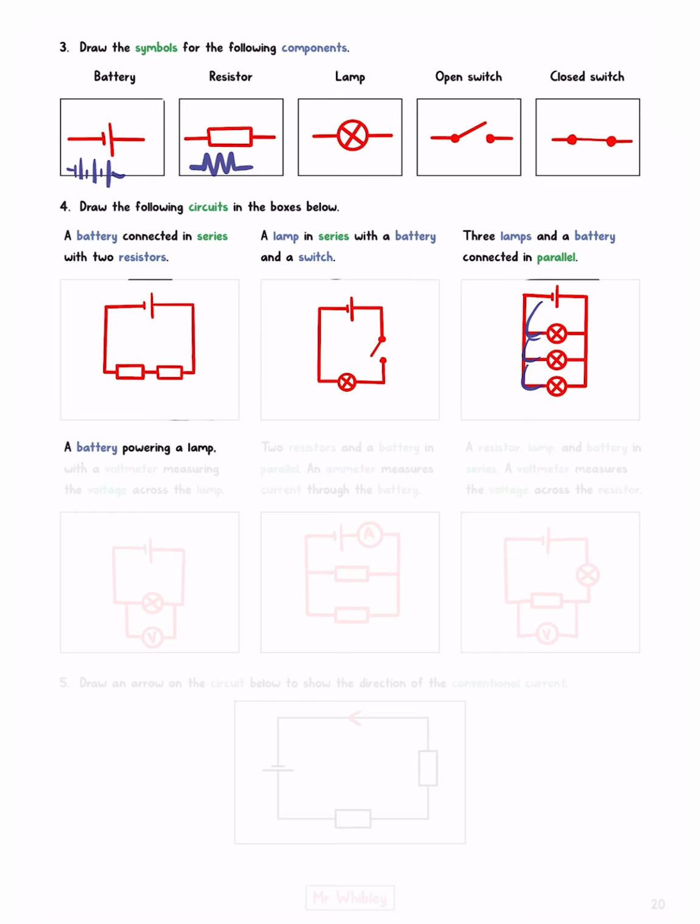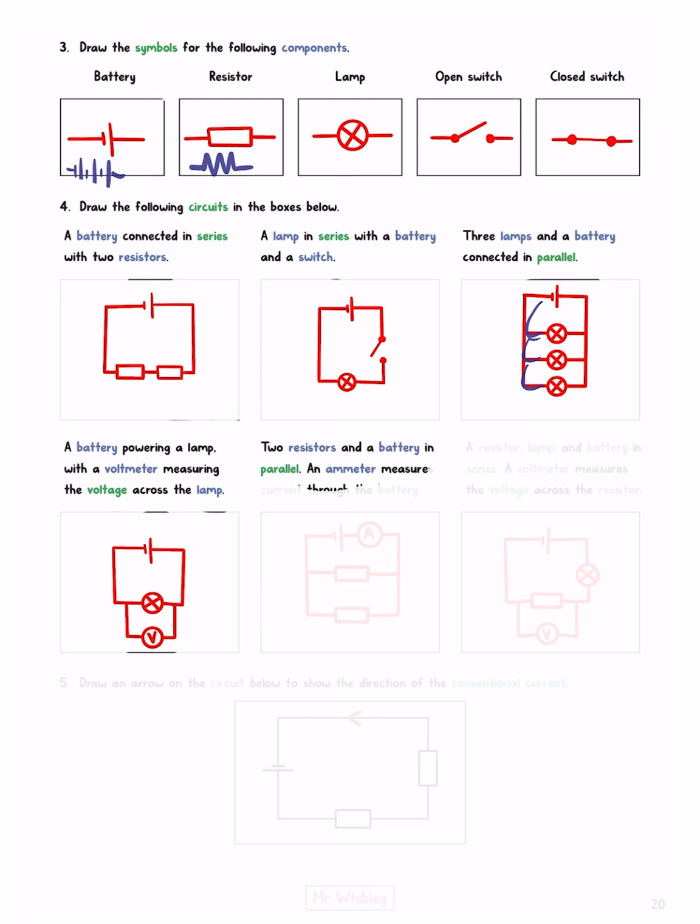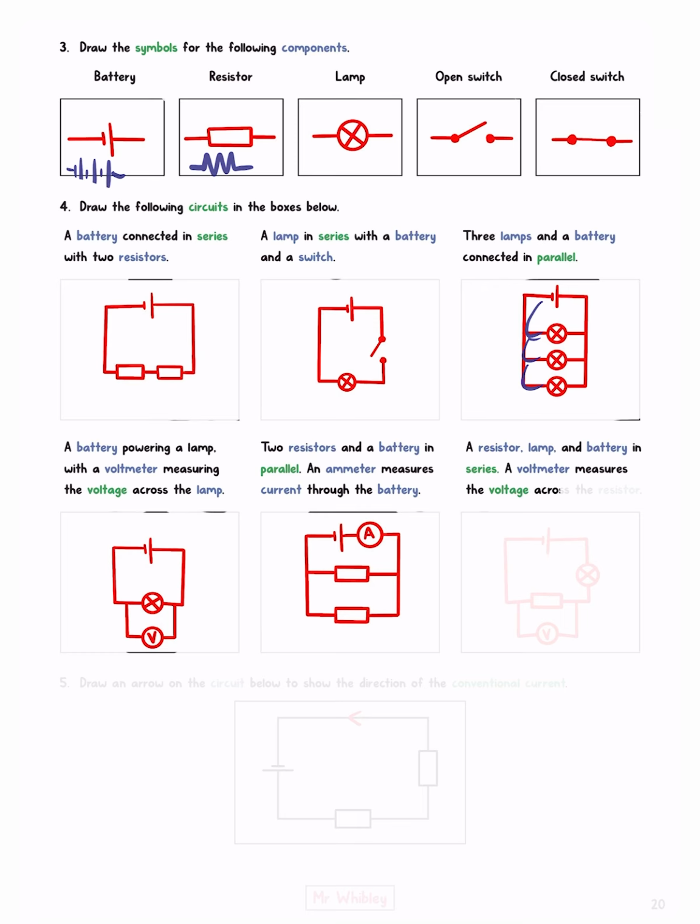A battery powering a lamp with a voltmeter measuring the voltage across the lamp. We have our battery powering our lamp, and to measure the voltage, we must have probes either side. 2 resistors and a battery in parallel. An ammeter measures the current through the battery. We have our battery, and to measure the current through the battery, our ammeter must be in series with it. Our battery is in parallel with our two resistors. A resistor, lamp, and battery in series, and a voltmeter measures the voltage across the resistor. We have our resistor, lamp, and voltage source in series, and a voltmeter measuring the voltage across the resistor.